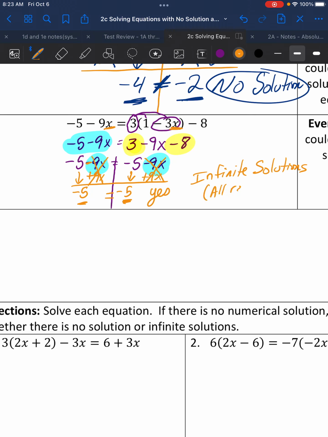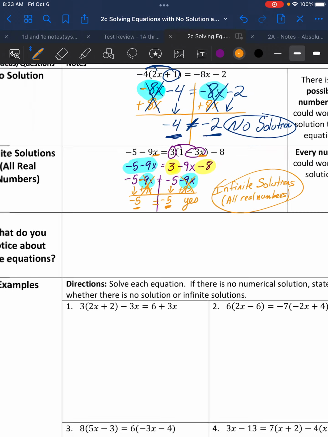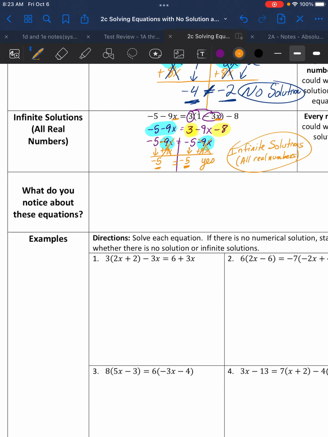We could also call it all real numbers. So that's every number that you've ever known and more. And that will be your answer for the day.